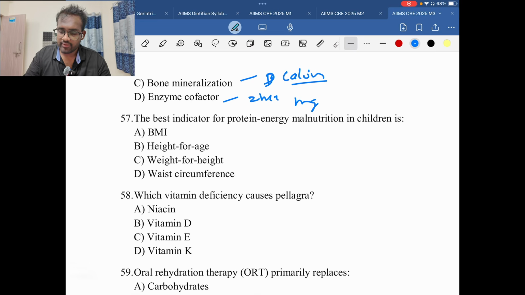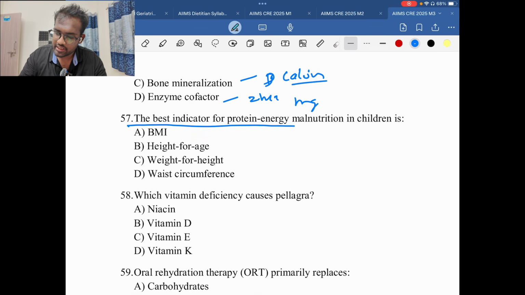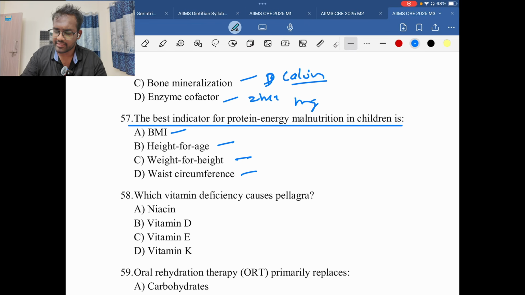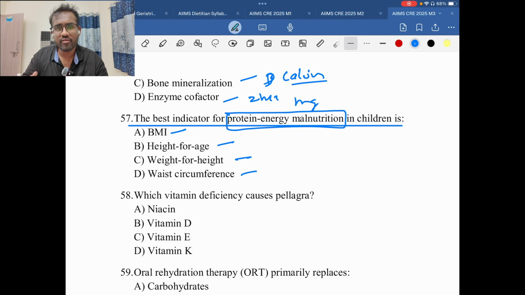And question number 57, the best indicator for protein energy malnutrition in children is BMI, height for age, weight for height, waist circumference. So always remember, if there is protein energy malnutrition, the child will be very thin. So usually weight for height is considered the indicator of protein energy malnutrition, PEM status.